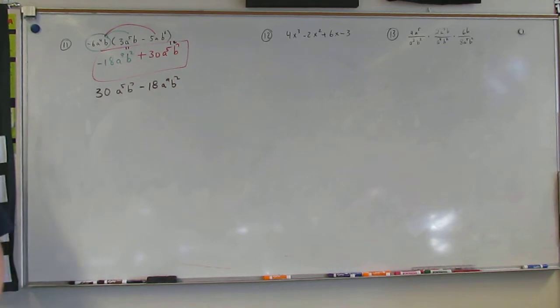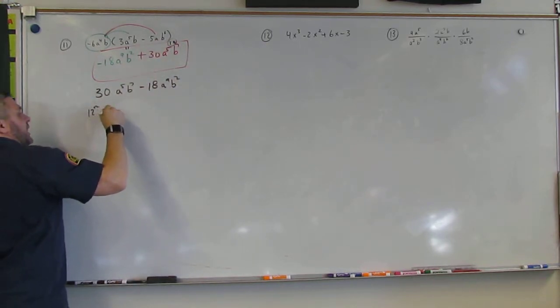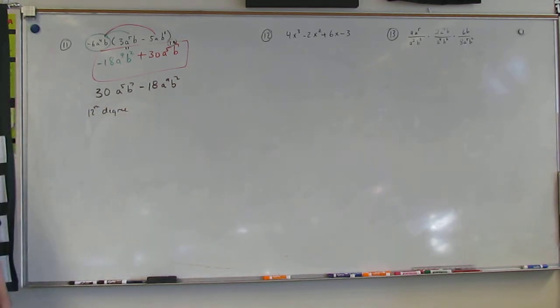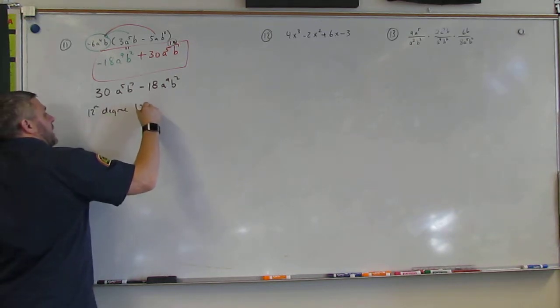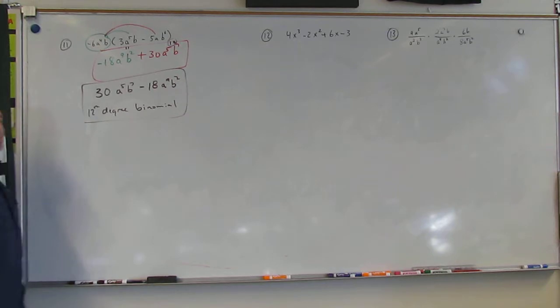And then tell me what it is. What degree of the polynomial is this? 12th degree. Yes. So it's a 12th degree. What type of polynomial? Binomial. Yes. Binomial. Okay? Huge.